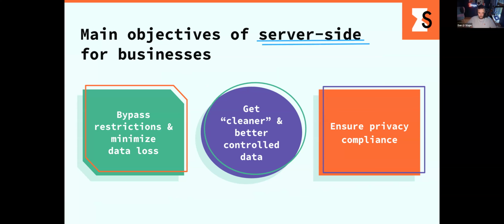Get cleaner, better-controlled data. Again, this comes from different aspects, different dimensions: signal quantity, signal quality, cookie lifetime, and of course ensuring privacy compliance, because server-side GTM, if you need to, lets you filter out any sort of data that you're ultimately sending to a destination, to a vendor. So you have very good control levers over the data that's being sent.